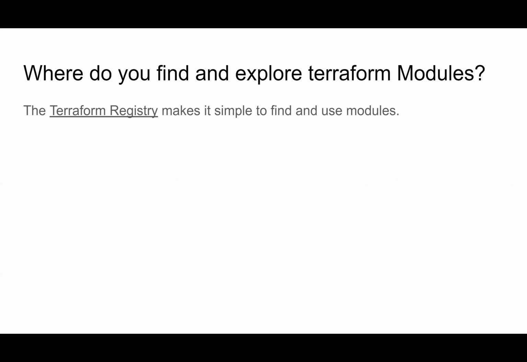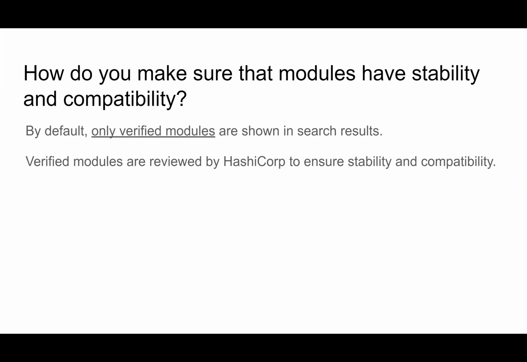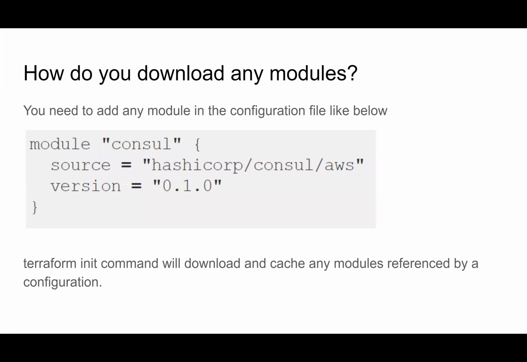So where do you find and explore Terraform modules? The Terraform registry makes it simple to find and use modules. How do you make sure that modules have stability and compatibility? By default, only verified modules are shown in search results. Verified modules are reviewed by HashiCorp to ensure their stability and compatibility.